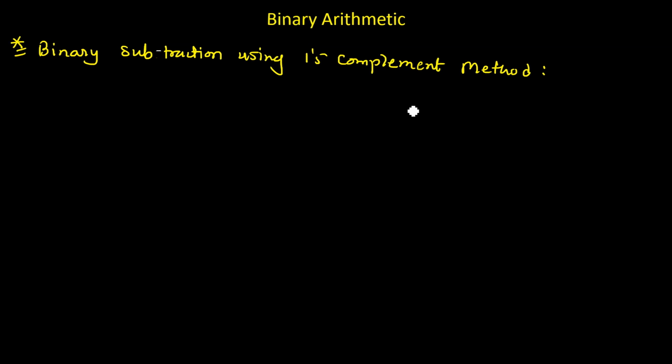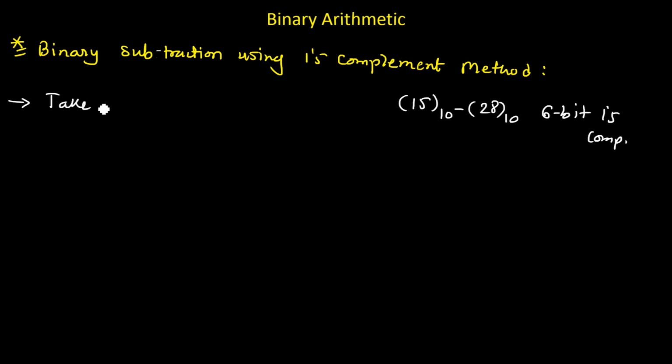Okay, for example, we have one number 15 in decimal minus 28 in decimal using 6-bit first complement representation. So the process to subtract two binary numbers using first complement is given over here. First step, take first complement of the second number.